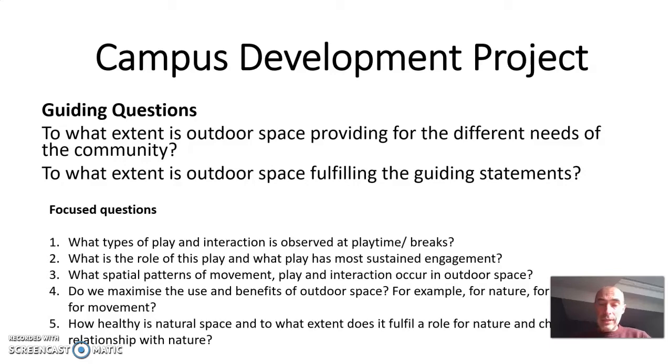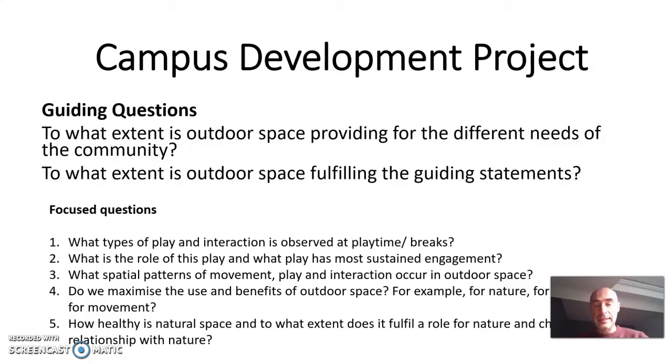We were interested also in spatial patterns of movement, so play, interaction and movement across outdoor space. And we were looking to see whether we were maximizing the use and benefits of that outdoor space. For example, we would consider nature, the use of playgrounds, and those kinds of movements across campus. And then finally, there was a biodiversity element.